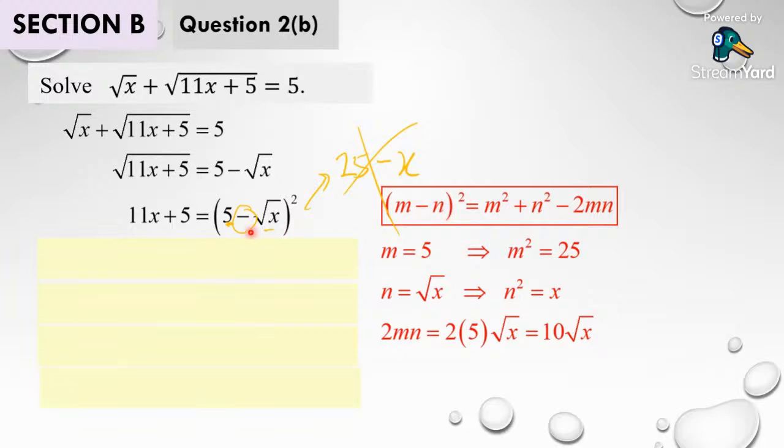Compare this one. We notice that 5 is the m, square root of x is the n. I don't consider the negative sign anymore because it's already considered in my formula. I just need to identify what is the m and n, and then I calculate accordingly. So m squared is 25, n squared is x, 2mn, we substitute accordingly, we have 10 square root of x. As a result, this is the answer that we have accordingly.